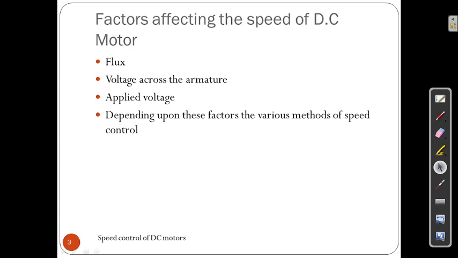First, the factors affecting the speed of a DC motor. These are all the factors affecting the speed of the DC motor. The first one is the flux, then the voltage across the armature and the applied voltage. Depending upon these factors, the speed can be controlled by various methods.